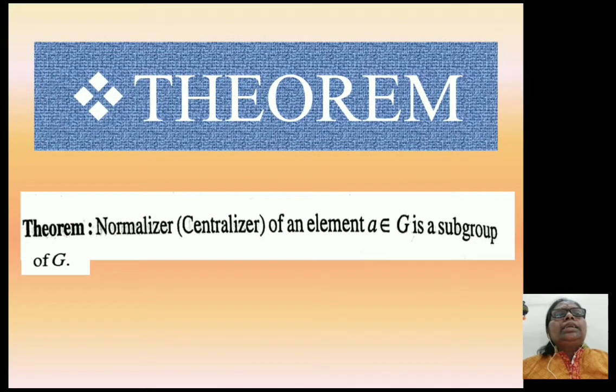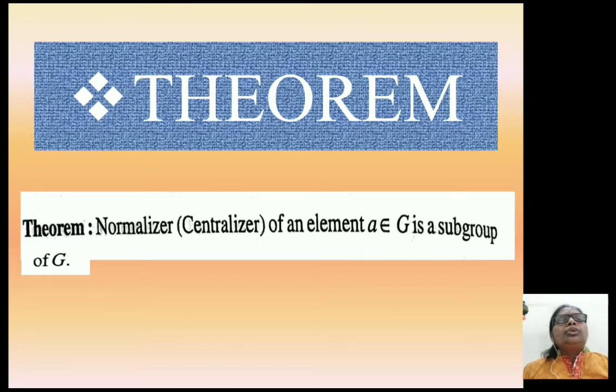Let us see the theorem. Normalizer, that is, the centralizer of an element a belongs to G, is a subgroup of G.